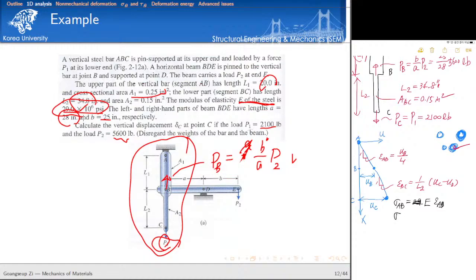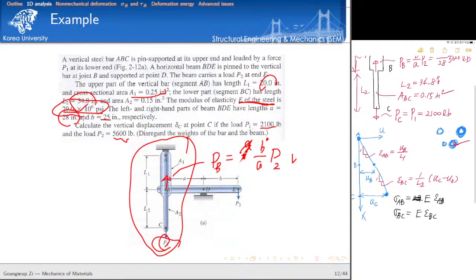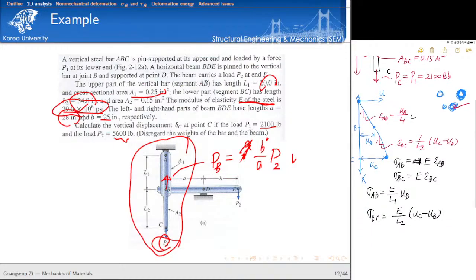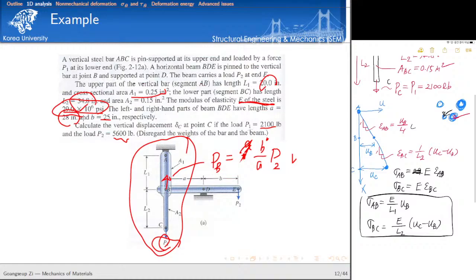And then sigma BC is also elastic modulus times strain in the BC segment, isn't it, right? So if you do that, stress in AB segment is equal to elastic modulus over L1 times UB. The sigma BC is equal to elastic modulus over L2 times UC minus UB. Okay? So now we are here. Then what's the next step? The next step is we need to check the force equilibrium.